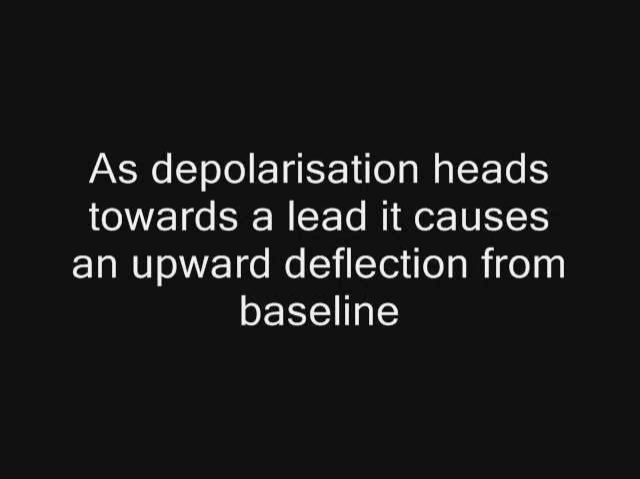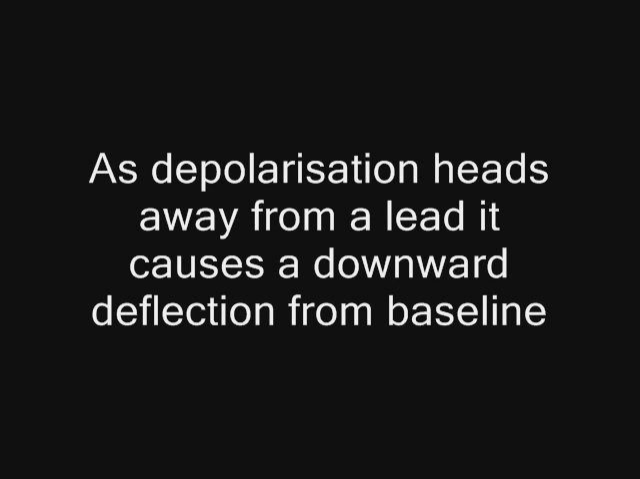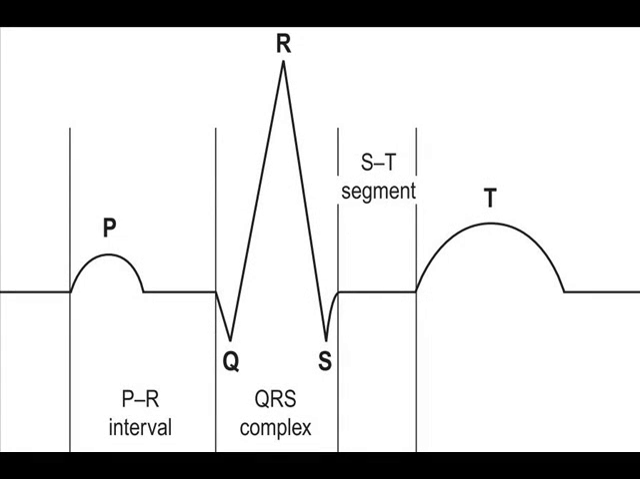In addition, as depolarization heads towards a lead, it causes an upward deflection from baseline, which we can see on the 12 lead, and as it heads away from a lead, it causes a downward deflection. We see this best in the QRS complex, which will be positive with a tall R wave and a shorter S wave as depolarization heads towards that lead, and a short R wave and a deeper S wave as depolarization heads away from that lead, positive and negative. Now, to see how this manifests on the 12-lead ECG, we can look at the limb leads and then we can look at the chest leads.